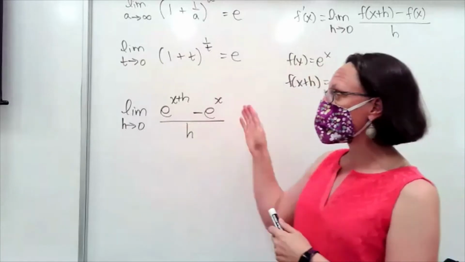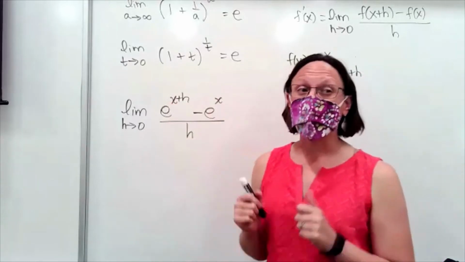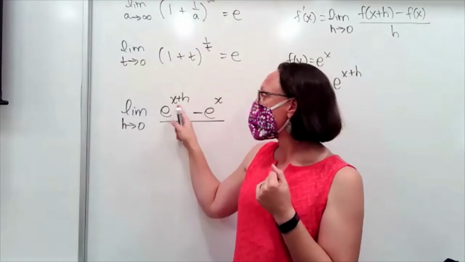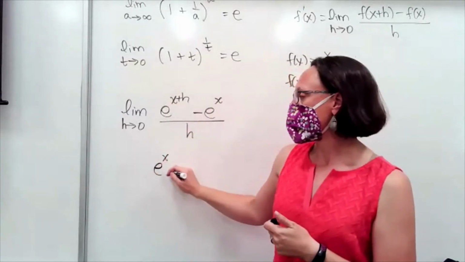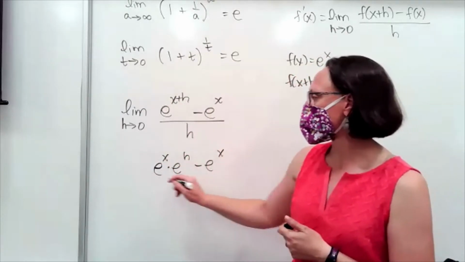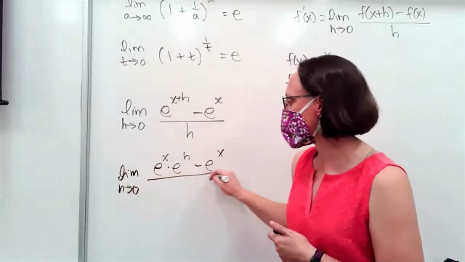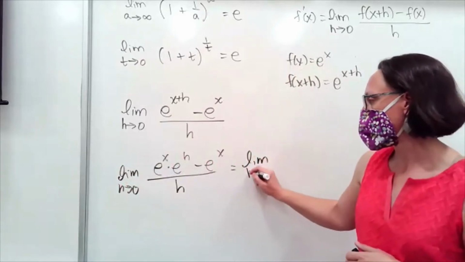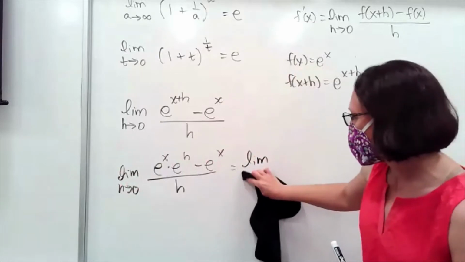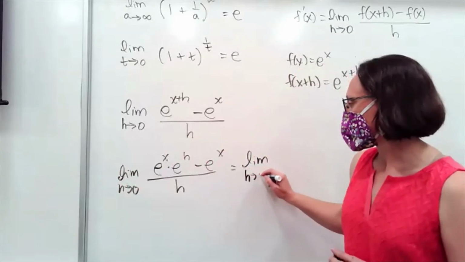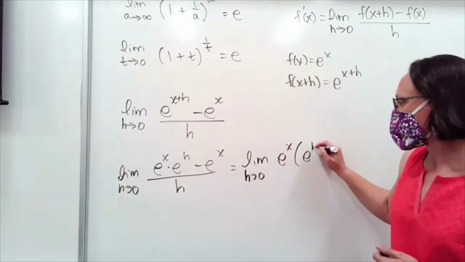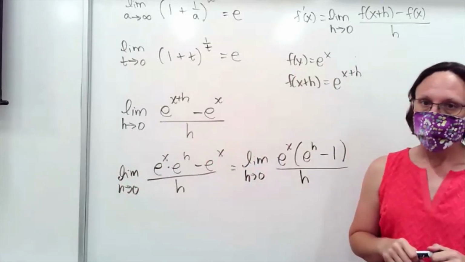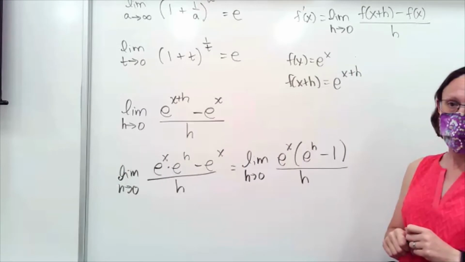And in this case, the algebra I'm going to do is to factor out an e to the x. I'm going to do that by thinking about our additive law of exponents, which means e to the x plus h is the same as e to the x times e to the h. And by writing it this way, I can factor out that e to the x. So far, so good?